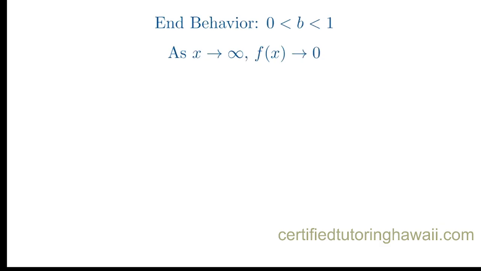And finally, what happens as x approaches negative infinity for decay? As x approaches negative infinity, f of x approaches positive infinity. Let's use our example. 1/2 to the minus 1 is 2, 1/2 to the minus 2 is 4, 1/2 to the minus 3 is 8. As x becomes more negative, the output grows infinitely large.